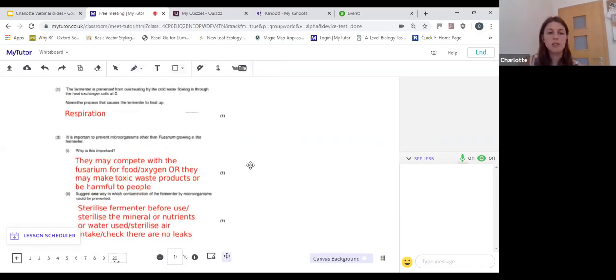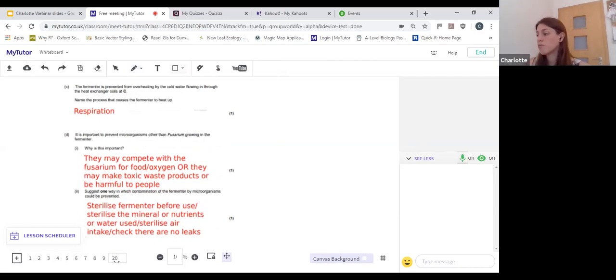Okay, so the process that causes the fermenter to heat up was respiration. So respiration produces energy, and energy heats things up. So that's something that we talked about briefly at the start of today. But you need to remember that the production of energy produces heat because it's an exothermic reaction, so it gives out heat as well as energy.